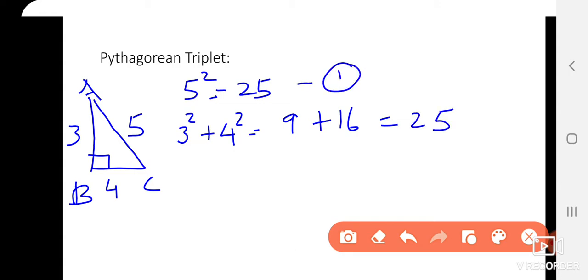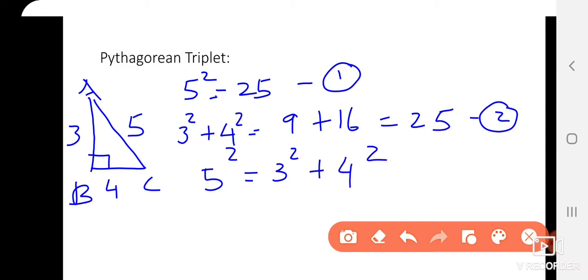So you see here that 5 square is equal to 3 square plus 4 square. If you square the left hand side, that is 5 square, and the right hand side, that is 3 square plus 4 square, you get the answer 25. Then we can say that 3, 4 and 5 are known as a Pythagorean triplet. It is very important. In this chapter, the first exercise, the first question is based on Pythagorean triplet. So this is a very simple concept. Let us go to the next one.